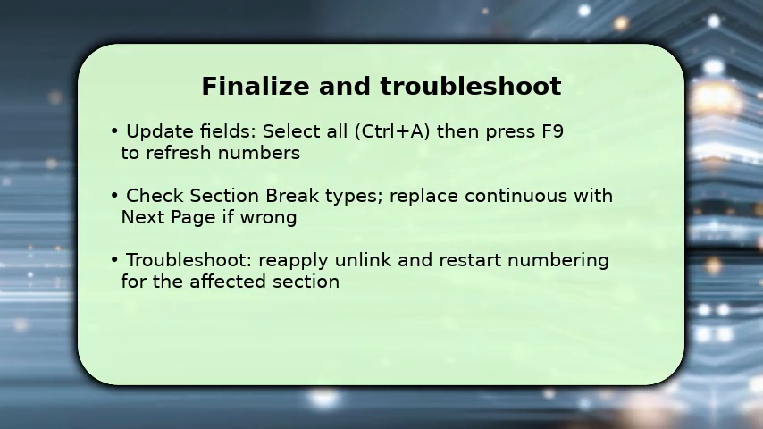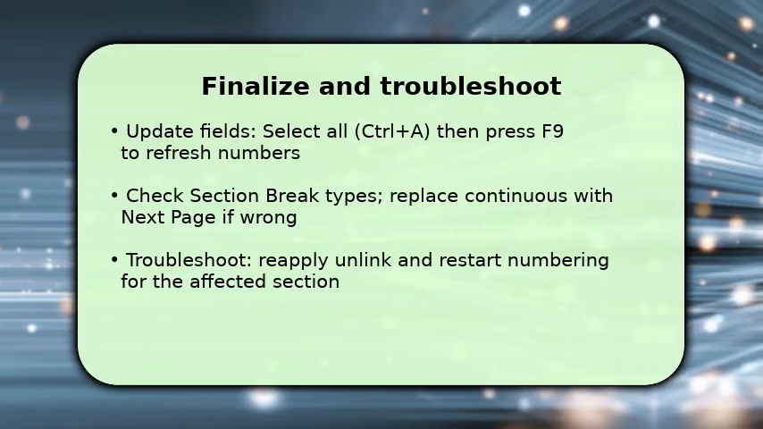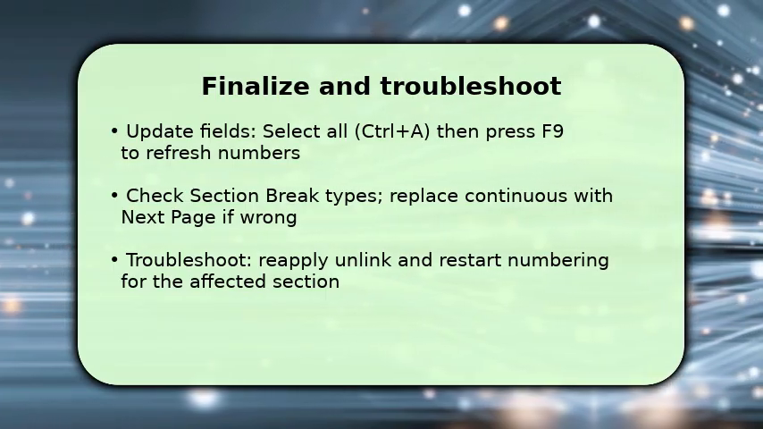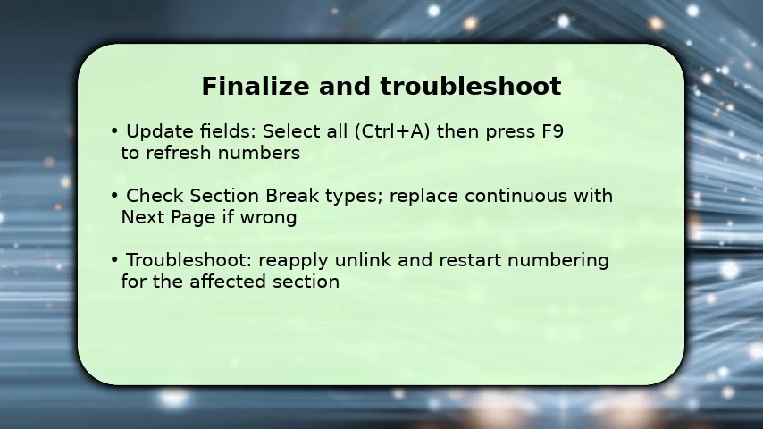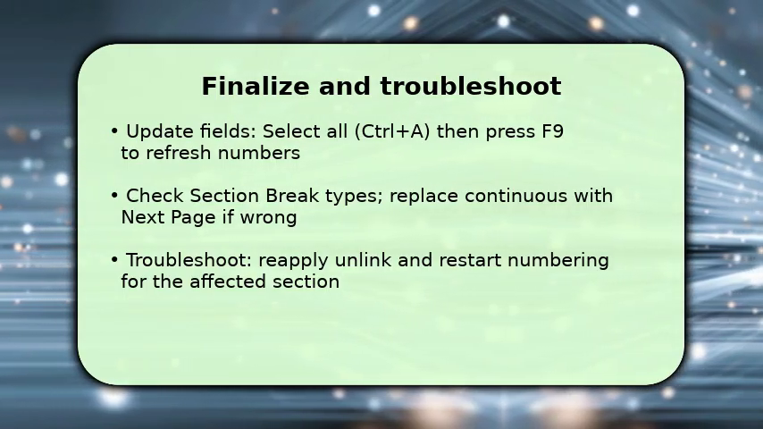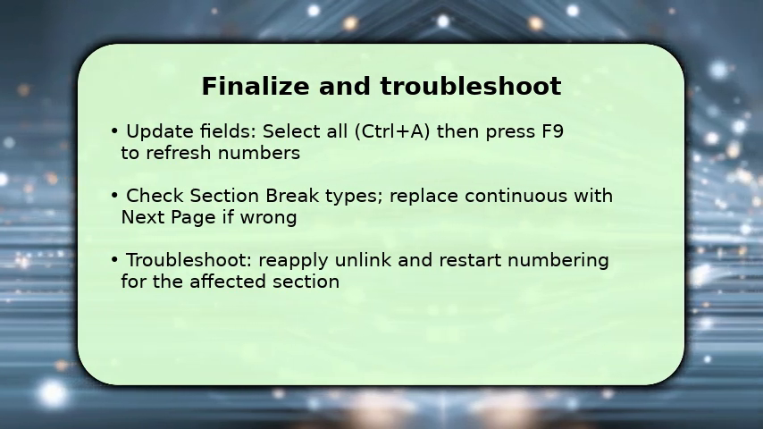If a section still misbehaves, confirm you used a Next Page section break. Continuous breaks can merge headers and spoil numbering. If numbers jump, open Format Page Numbers and restart at the desired value after ensuring Link to Previous is off. If problems persist, reapply the unlinked step and restart numbering for that specific section.